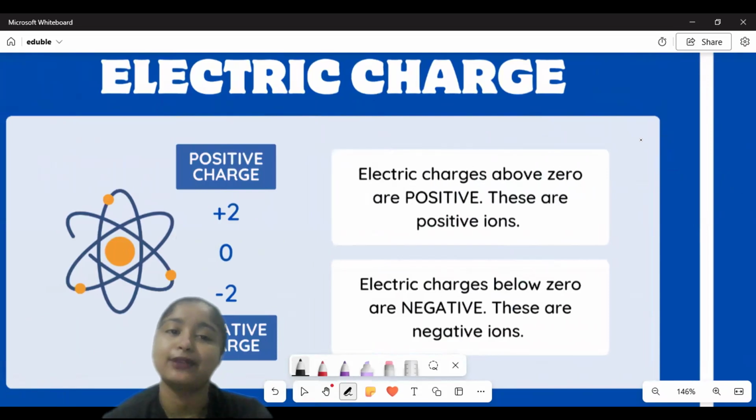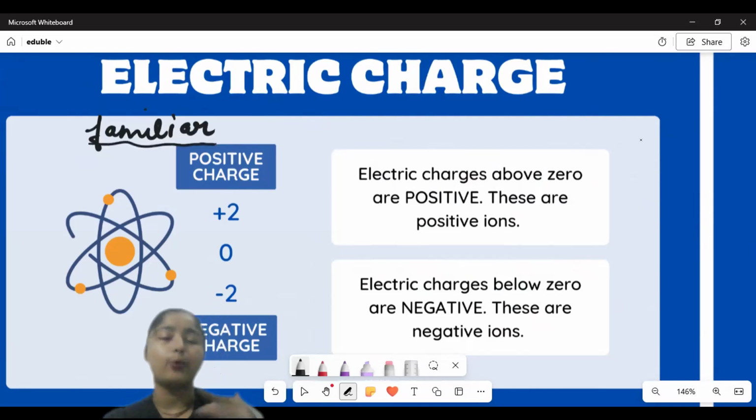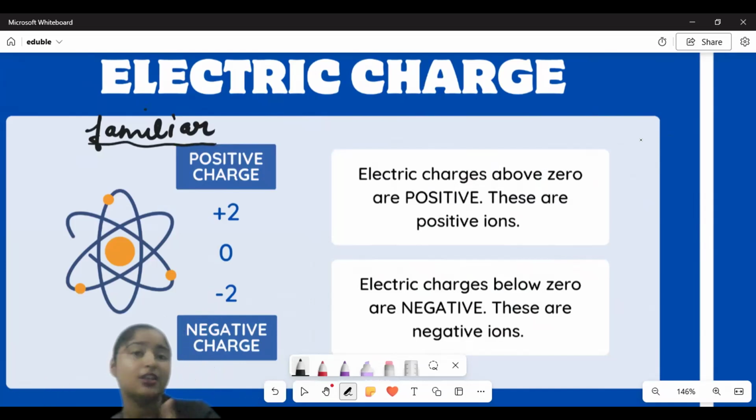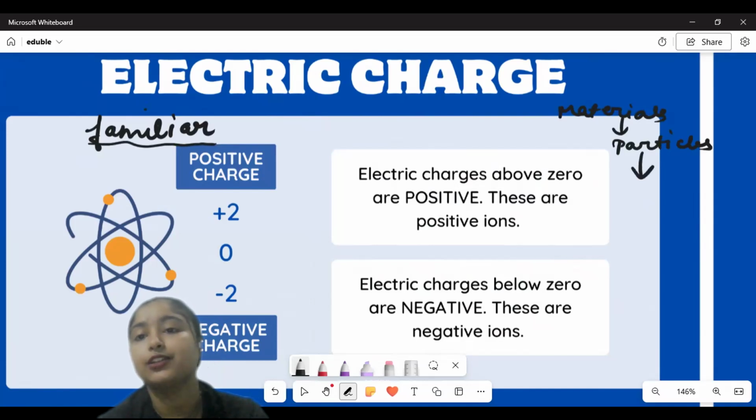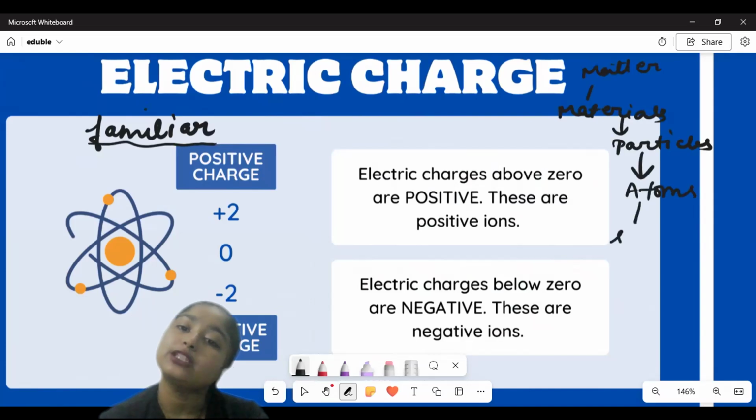This electric charge concept, although not very familiar, is again a wonderful example. If you are wondering what electric charge is, let me make it a bit shorter. There are materials that are made up of particles. Matter is made up of materials and then particles, and particles are made up of atoms, and the atoms are also made up of subatomic particles.